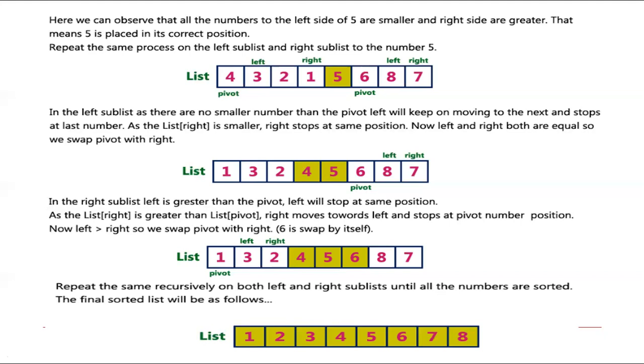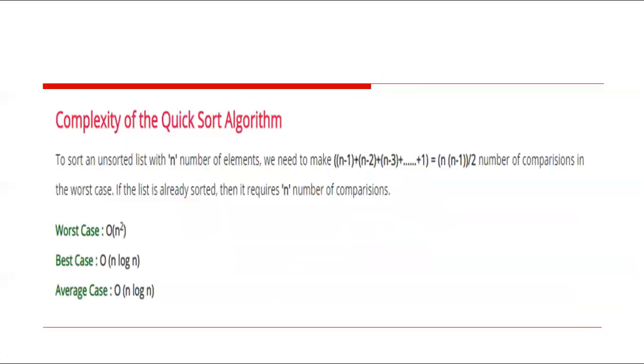Here, the quicksort algorithm is the very fastest algorithm. Clear? Quicksort is a fast algorithm. So these are the time complexities of the quicksort algorithm.